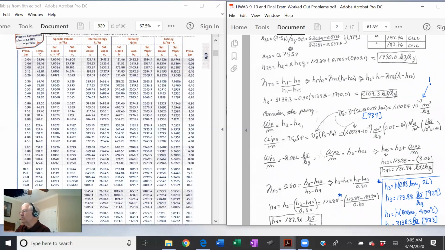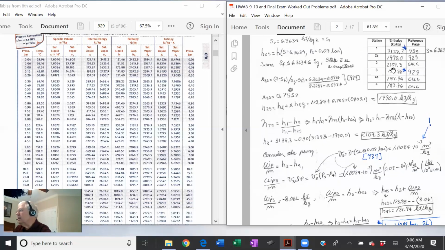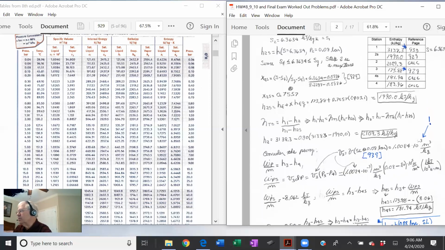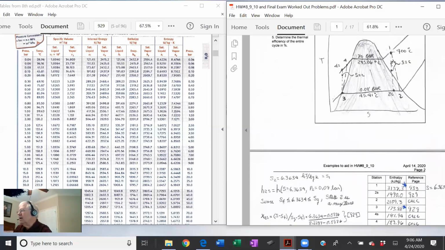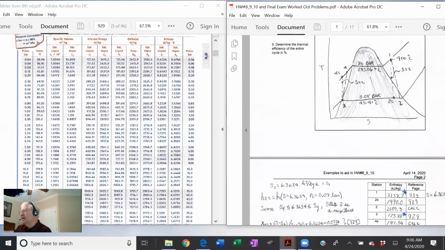And you get H2 is 2109.3, again using the same number of digits and 1 decimal point. Plop it in. Now we've got 3 of the enthalpies. We're on our way. Now enthalpy number 3, H3, is a gimme. It's just saturated liquid at 0.08 bar. So let's go over here to our saturated table. 0.08 bar, and we're looking for HF. 173.88. There it is right there. So that was a gimme.